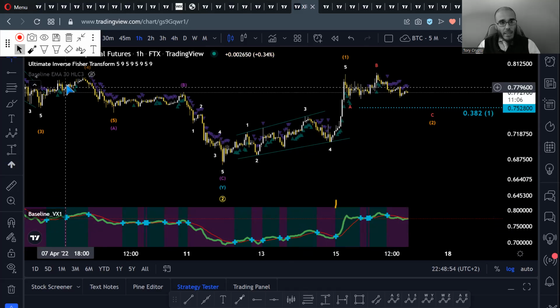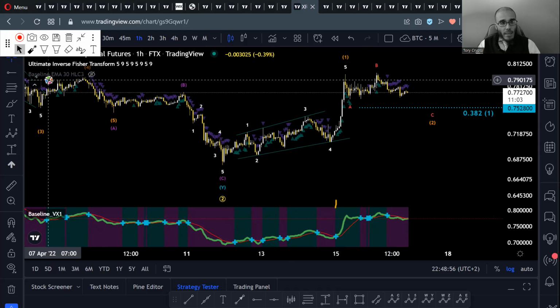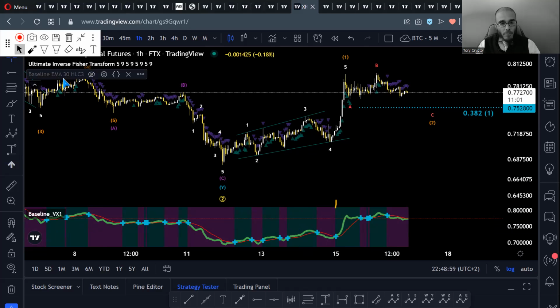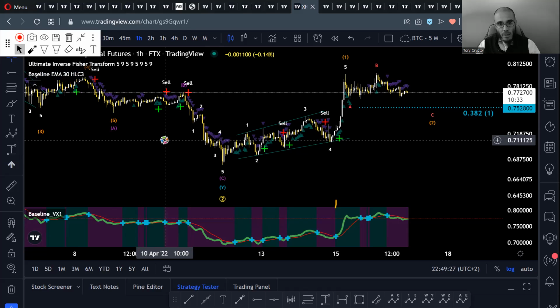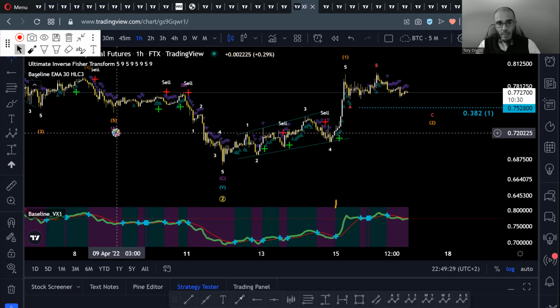And the second indicator is also called a baseline indicator. It's an EMA 30 HLC. HLC stands for high, low, and close, and the three values are divided by 3. So you get the average of those three values, the high, low, and close of a candle. And then you use the 30 EMA. Now I don't have it on, but I will put it on so you can see what it gives us. So it gives us actually sell and buy signals.